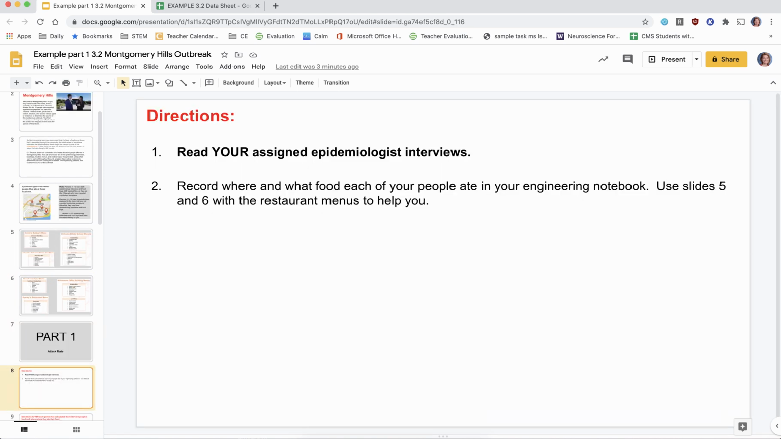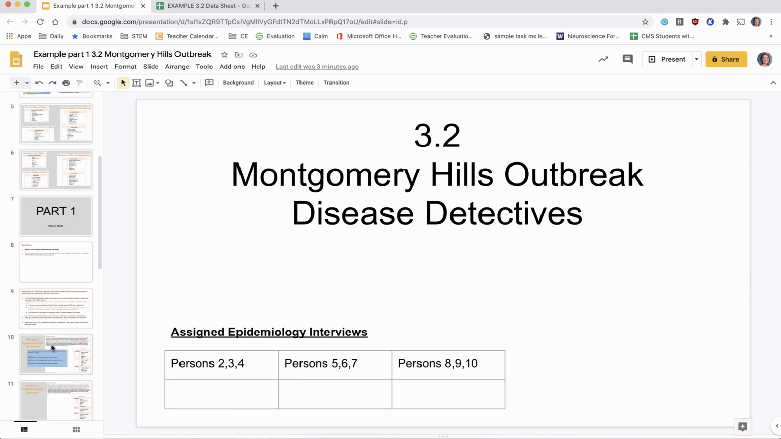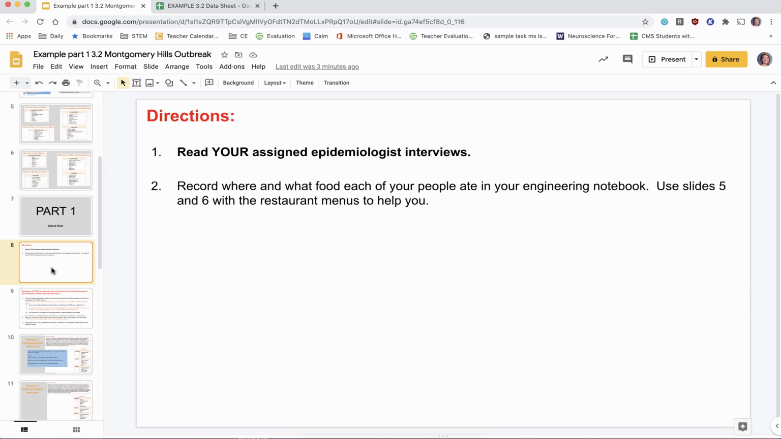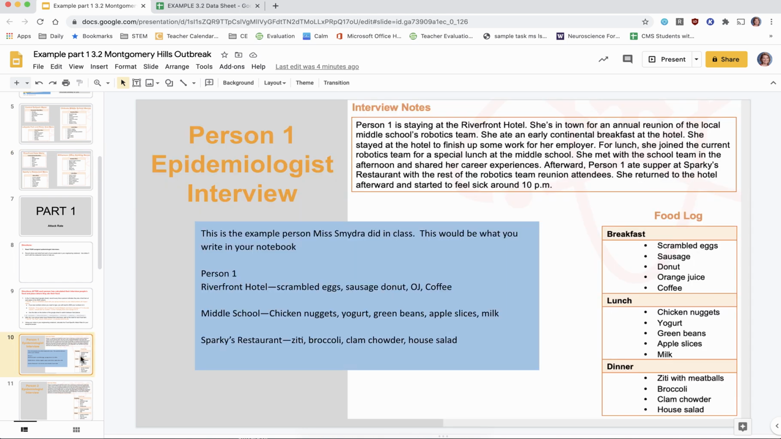And so you have your attack rate. And so this is what you did yesterday. You read your assigned epidemiologist interviews, and remember you found which ones you had based on slide 1. And then you recorded what each person ate and where in your engineering notebook, and you used those menus to help you. So I did number 1 for you. If this was person 1, I read here and also looked at where they ate and what they ate, and I used my menus to help me figure that out.